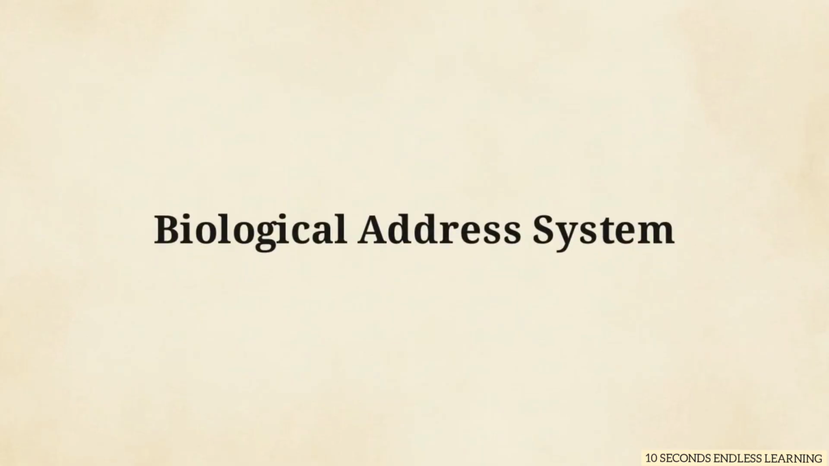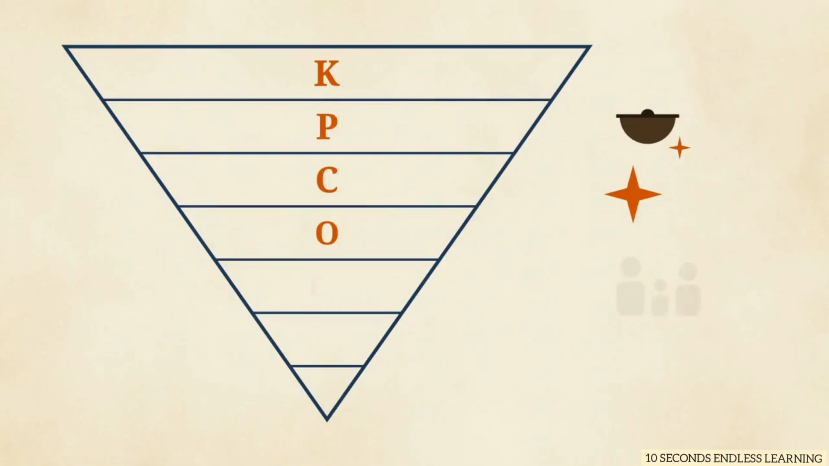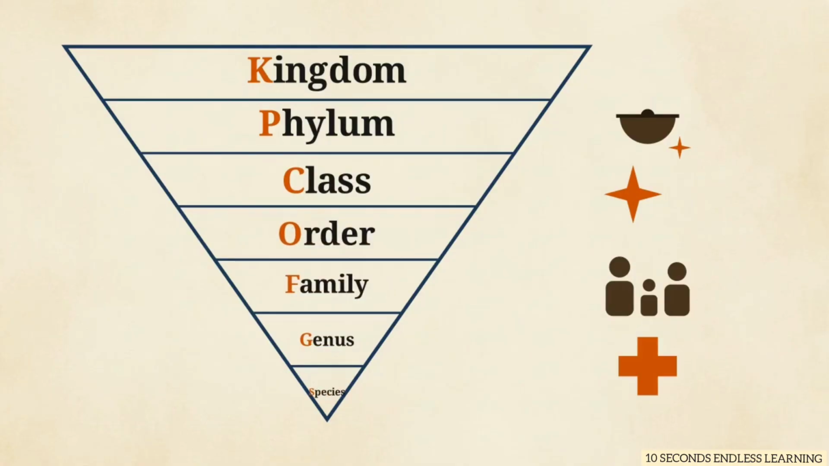environments. To keep track of all this complexity, scientists use a biological address system. This inverted pyramid represents the hierarchy of classification. You can remember the order from broad to specific with a simple mnemonic. Keep pots clean or family gets sick. That stands for kingdom, phylum, class, order, family, genus, and species.